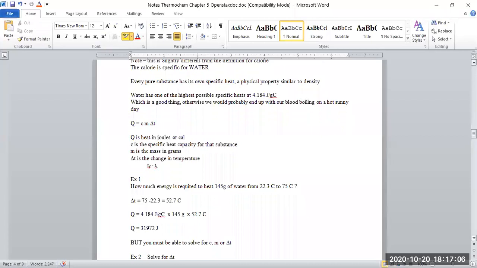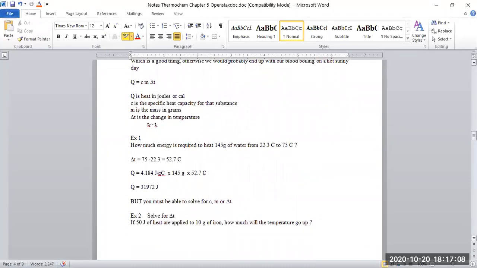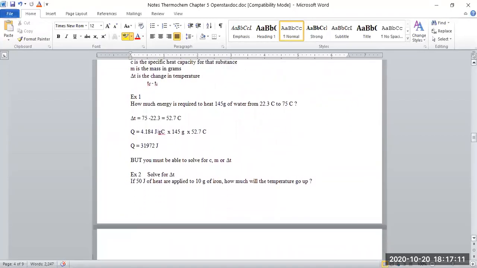So I have some examples, how to solve for different things here. If I have 145 grams of water, a cupful, and I want to go from 22.3 to 75, I need to start putting all the pieces into my equation here. Part 1, what's my temperature change? Okay, well, it went up to 75, but I started at 22.3. What's the difference? 52.7.